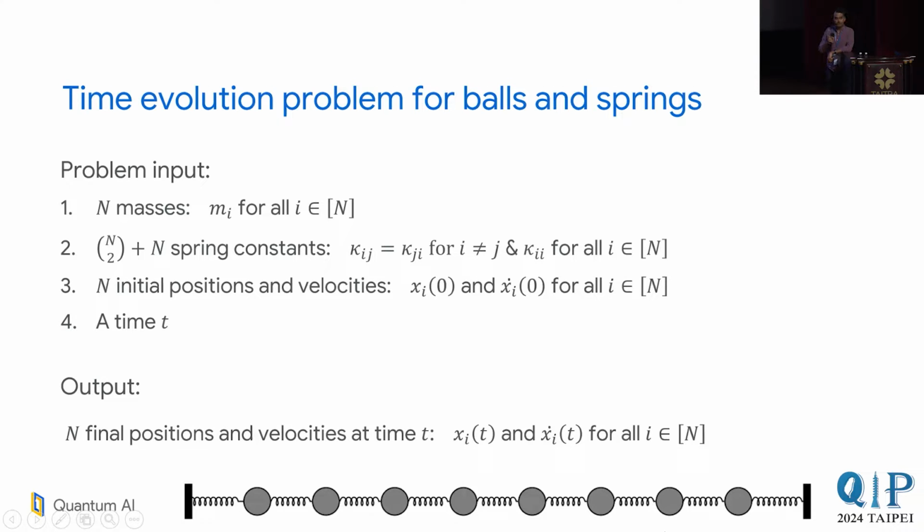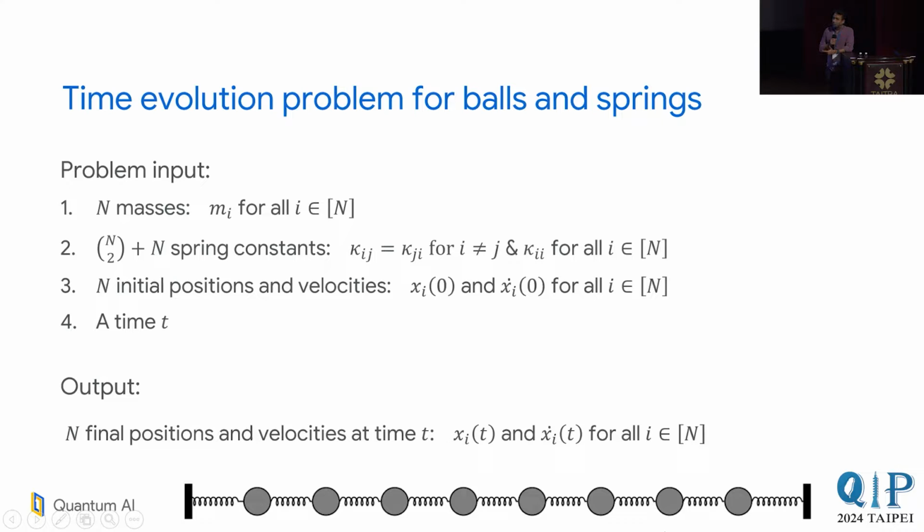And each of the balls I also optionally allow you to connect to a wall, so that's another n spring constants. I'm going to arrange these in a matrix, and I'll call it kappa. So kappa ij, which is the same as kappa ji, is the spring constant of the spring that connects ball i to ball j, and kappa ii would be the spring constant of the spring that connects the ball to the wall. Okay, good. So that's masses and spring constants.